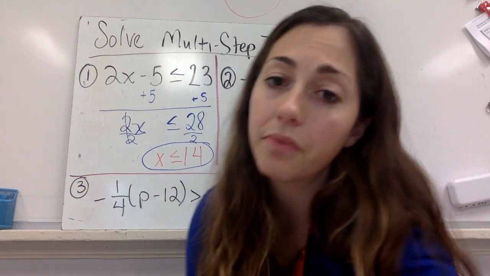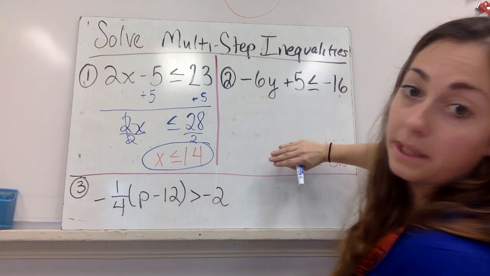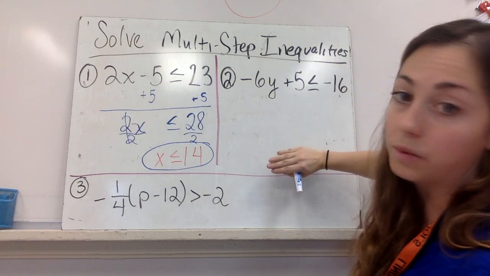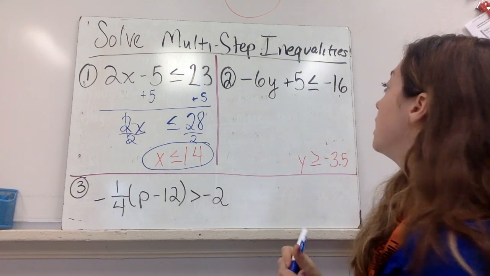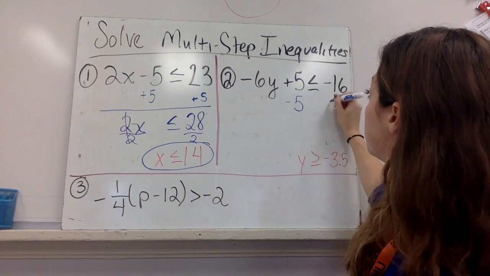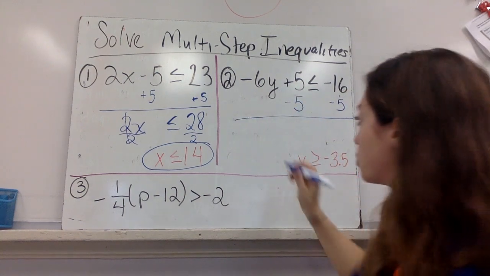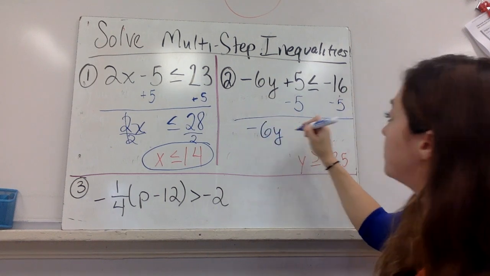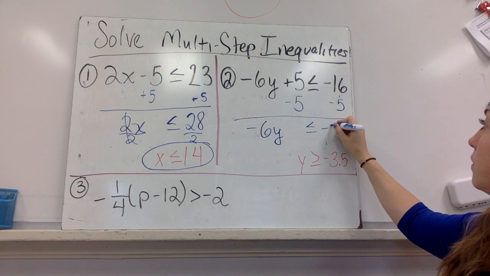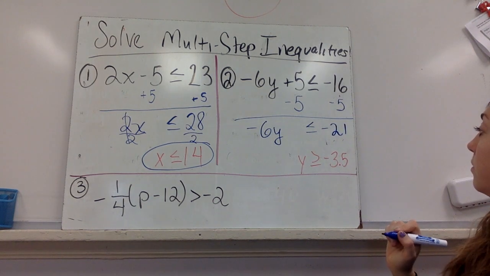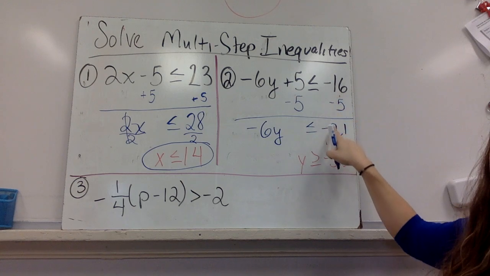Number two, please write this down. I've got negative 6y plus 5 is less than or equal to negative 16. Try this one, pause the video, and then hit play. So my first step is to subtract 5 from both sides because I have a plus 5. The opposite is to subtract. And then I have negative 6y is less than or equal to negative 21. Negative 21, right? Same sign, add and keep.